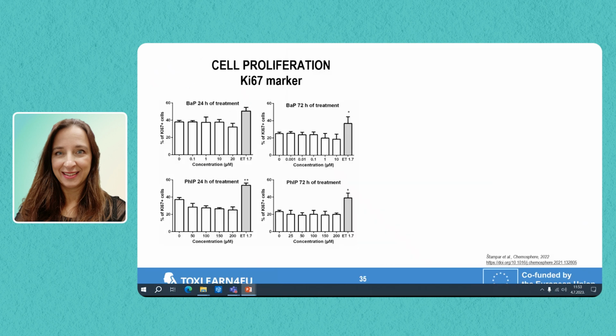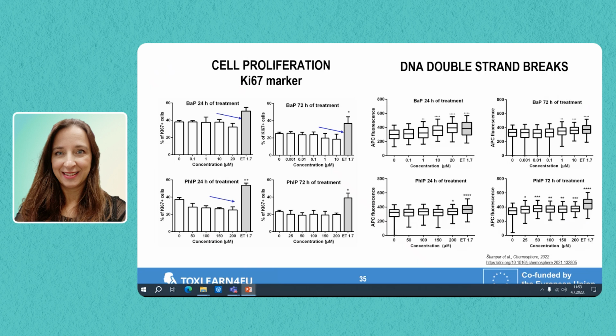Okay, what about the Ki67 marker? The proliferation of cells, we can see that there was some reduction, but not much. And we detected in both cases, with benzo[a]pyrene and FIP, an increase of double-strand breaks. So it means that these two model compounds induce double-strand breaks. So we kind of confirmed that the model can detect these lesions. So this was the purpose. That's why we use the model compounds, to confirm the suitability of the model for testing genotoxic compounds.